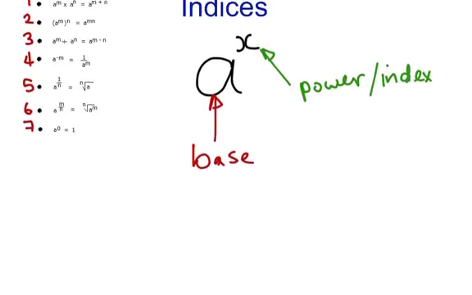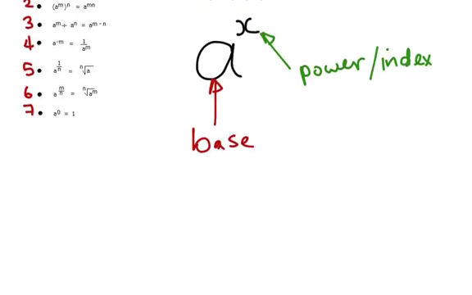So, for example, the first law says that if I'm multiplying two indices and they have the same base, remember what the base is, it's the big number at the bottom. If the base is the same, all I need to do is rewrite the base and add the index or the powers. Well, let's put this into practice.